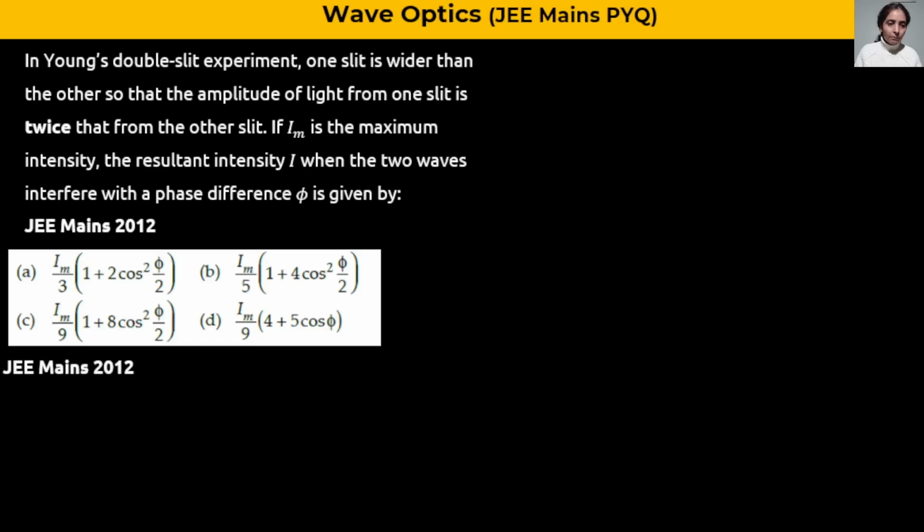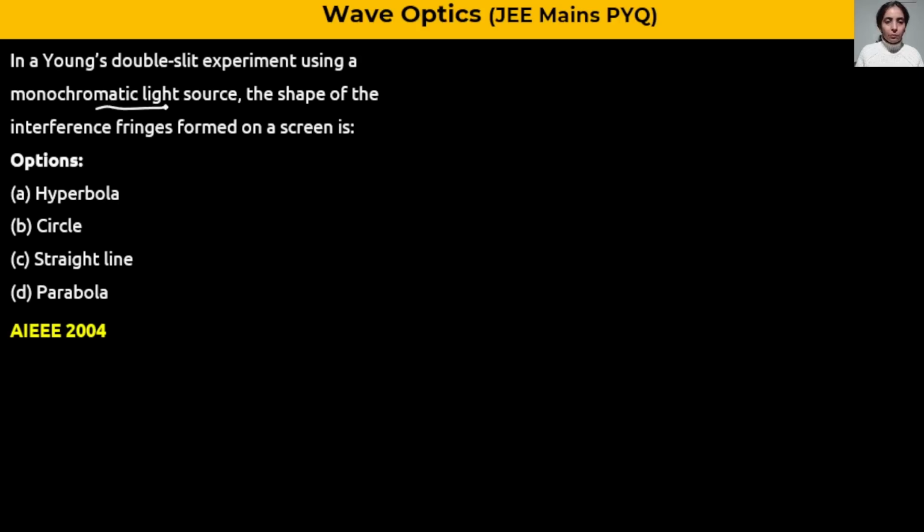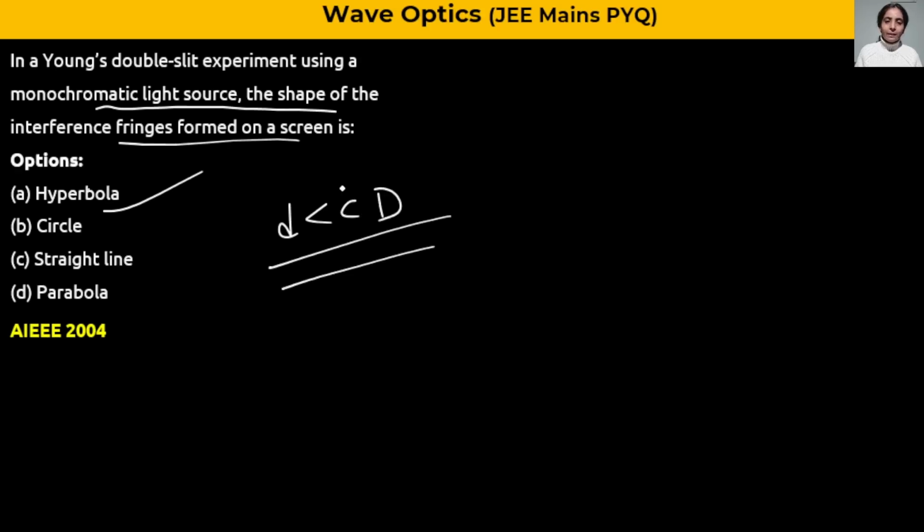Now see, here also it is simple, you don't have to do anything, simply put the formula and you have to get the answer. So again I am leaving this to you. Now in Young's double slit experiment using a monochromatic light source, the shape of interference fringes is a hyperbola, I have told you, and on the screen it is this, and if the approximation d far less than capital D is taken, we can say that it is planar. Okay, so that is this thing.